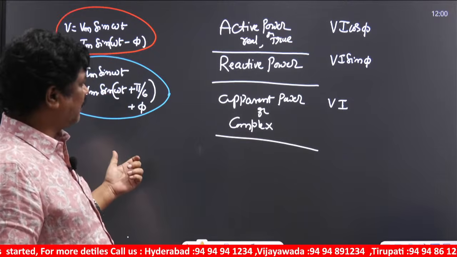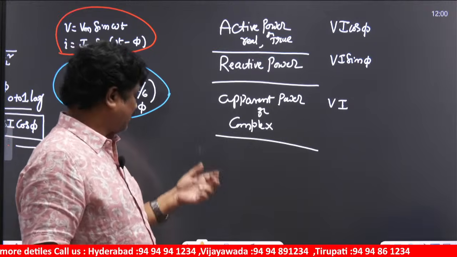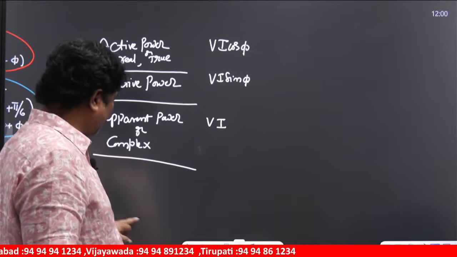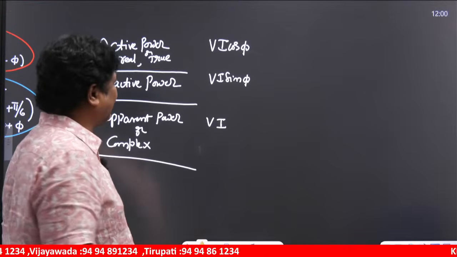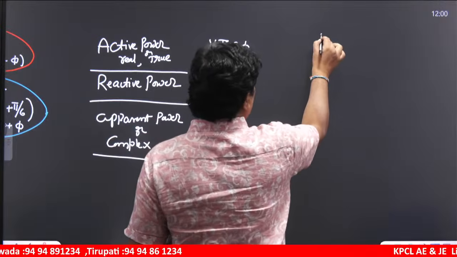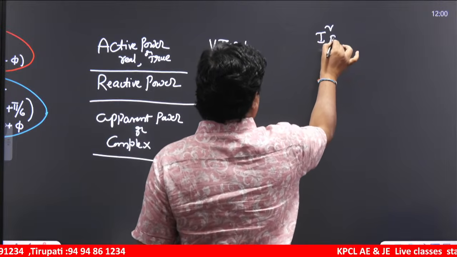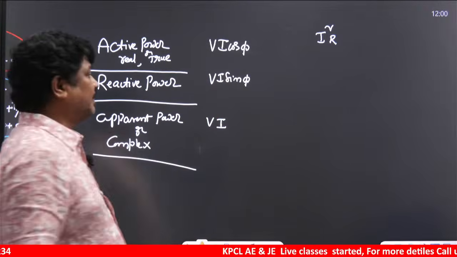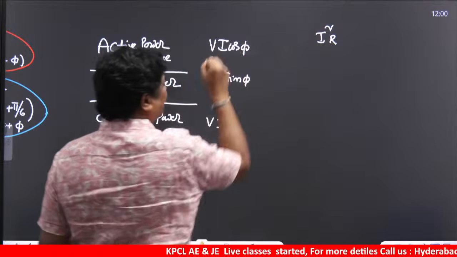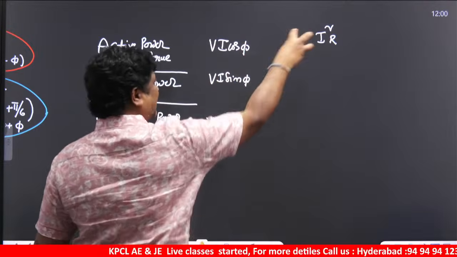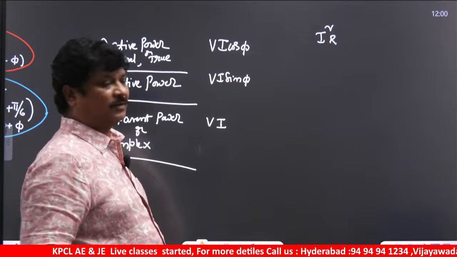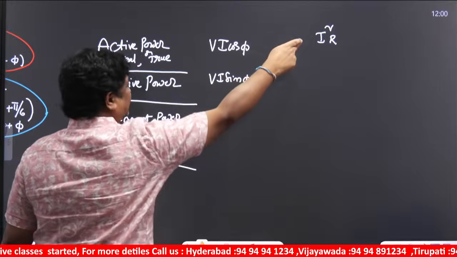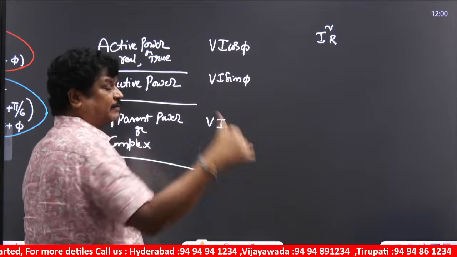Already, I'll write one more equation for this. Now, sometimes we write the power as equal to I square R. Power is equal to I square R. My question is, is this I square R equal to VI cos phi, VI sin phi, or VI? I square R is equal to what? Which one among these three?